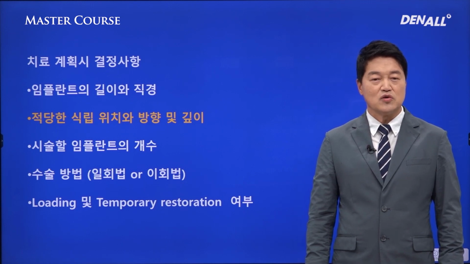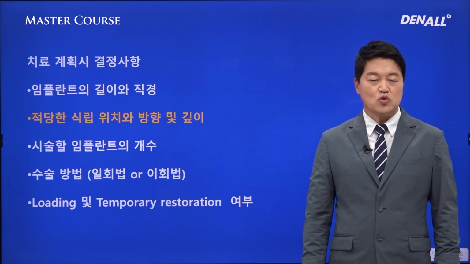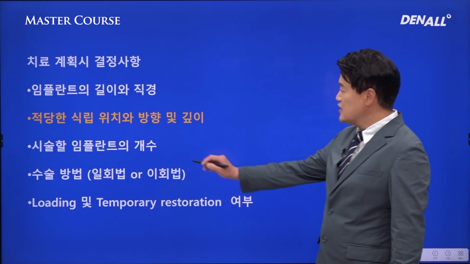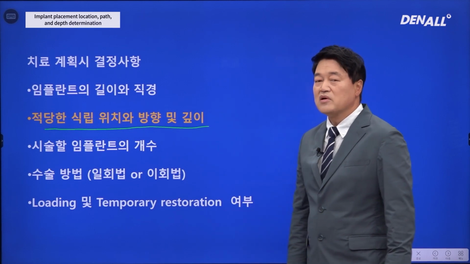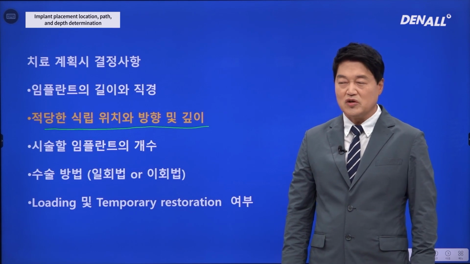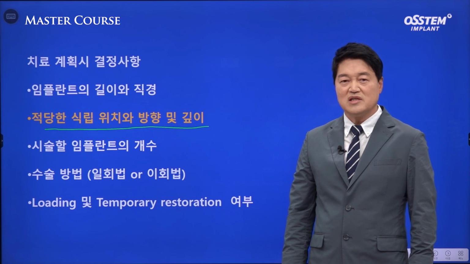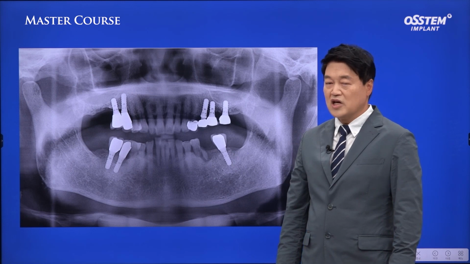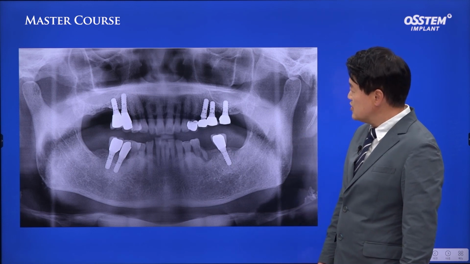When we establish an implant treatment plan, we need to consider several factors. We need to think about diameters and the length of implants and how many implants, whether we will have one surgery or two surgeries. The most important thing is the appropriate placement, positions, direction, and depth. Because when it comes to implants, fabrication of prosthesis is the most important thing. We need to have a proper direction and depth of implants for proper prosthetics.